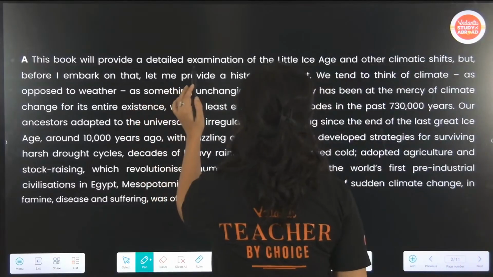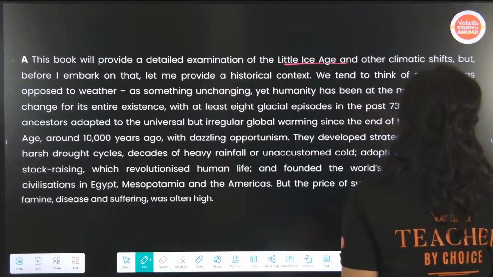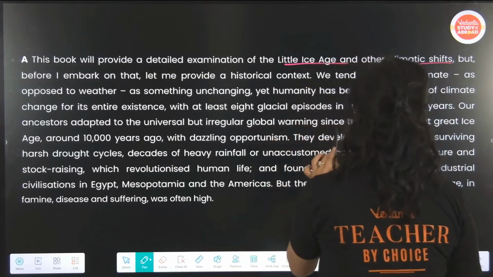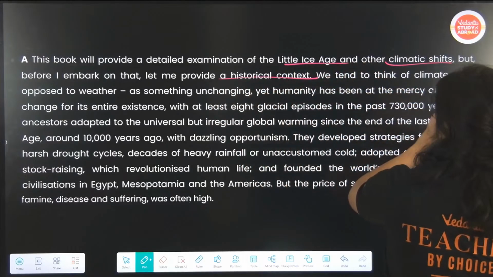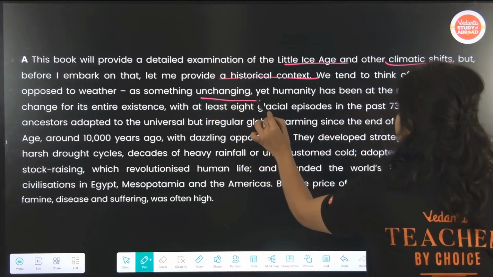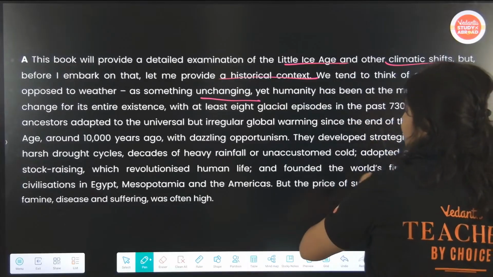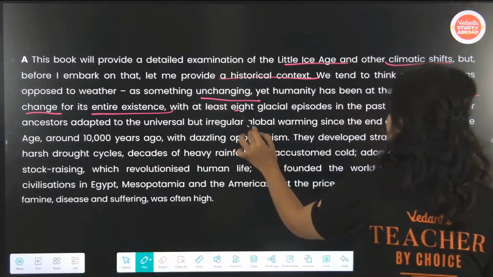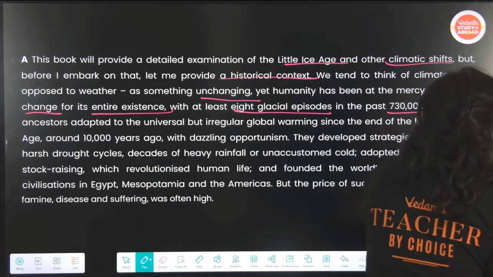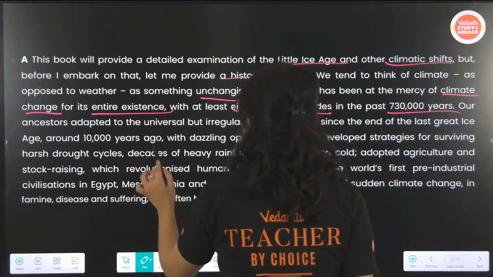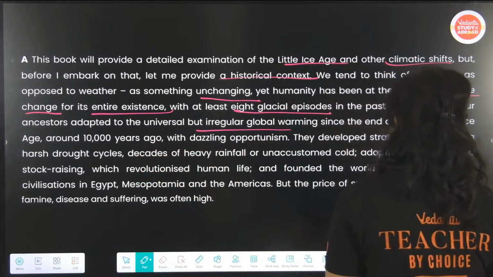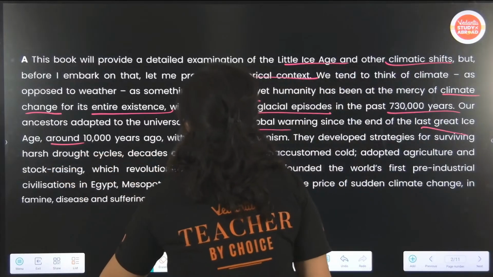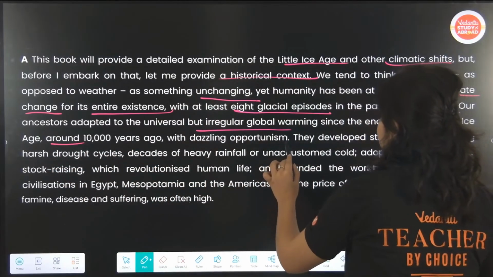This book will provide a detailed examination of the Little Ice Age and other climatic shifts. But before I embark on that, let me provide a historical context. We tend to think of climate as opposed to weather as something unchanging, yet humanity has been at the mercy of climate change for its entire existence, with at least 8 glacial episodes in the past years. Our ancestors adapted to the universal but irregular global warming since the end of the last great ice age, around 10,000 years ago, with a dazzling opportunism.